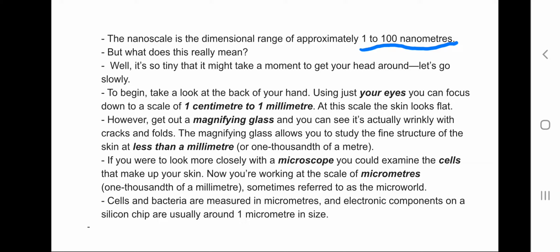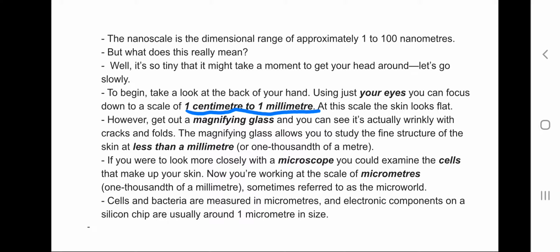Suppose we are taking a look around us. If we are observing a hand using just our eyes, we can see that the skin looks flat. So, using a naked eye, we can focus to a range of 1 centimeter to 1 millimeter.